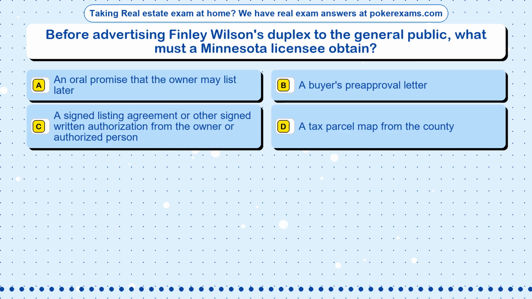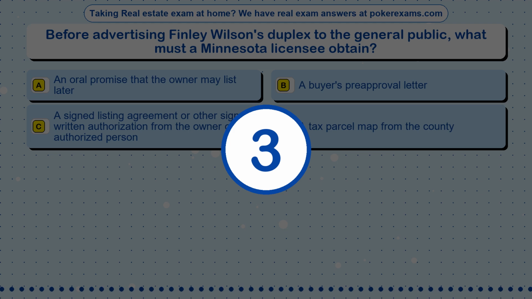Question 11. Before advertising Finley Wilson's duplex to the general public, what must a Minnesota licensee obtain? Option A. An oral promise that the owner may list later. Option B. A buyer's pre-approval letter. Option C. A signed listing agreement or other signed written authorization from the owner or authorized person. Option D. A tax parcel map from the county.